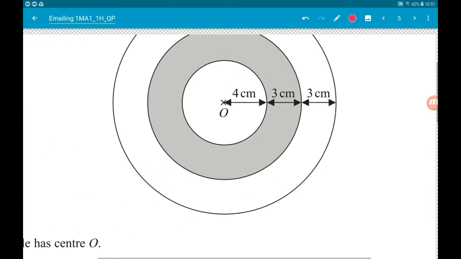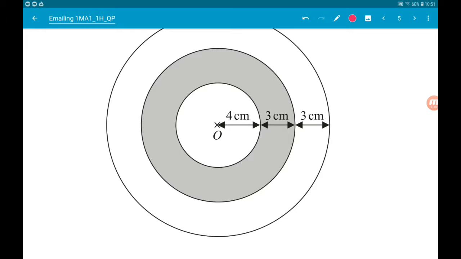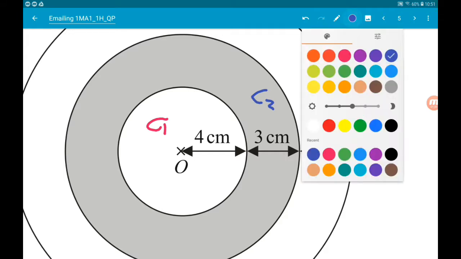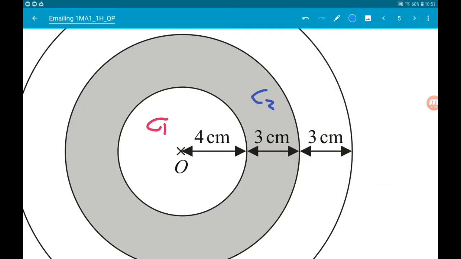Okay, so what we're going to do is work out the area of all 3 circles. The shaded area is, well, we'll get into it. So let's first of all name our circles. We'll call the small one C1, the shaded one C2, and the outer one, so the whole circle, C3.